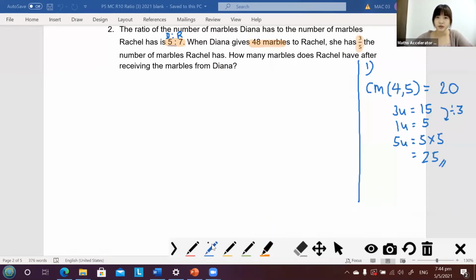So now, how do you know it's a BCA question? They give you a starting ratio, something happens in between, and they give you an after ratio. But in question 2, they did not give you an after ratio. But this fraction here, we can also use it to write our ratio.